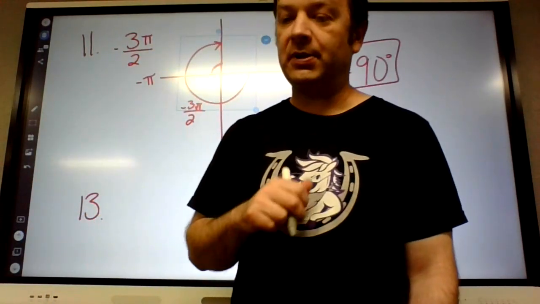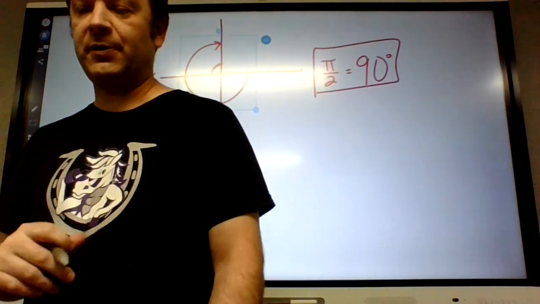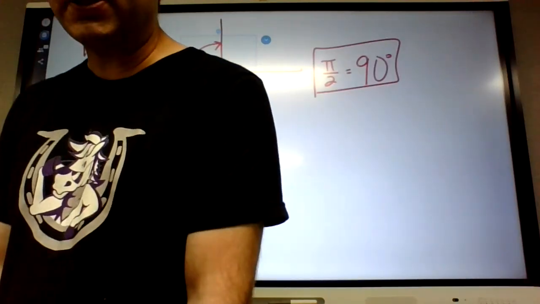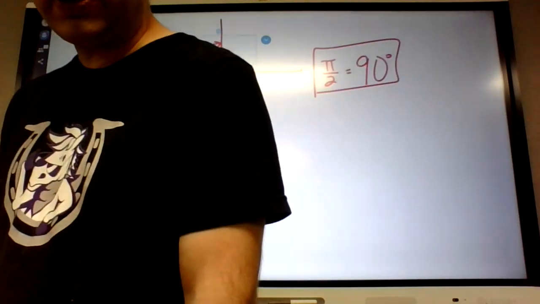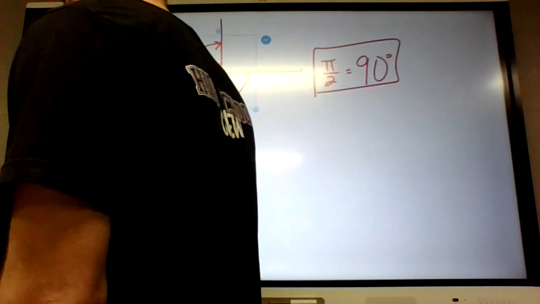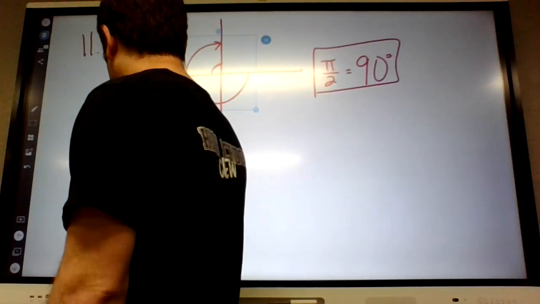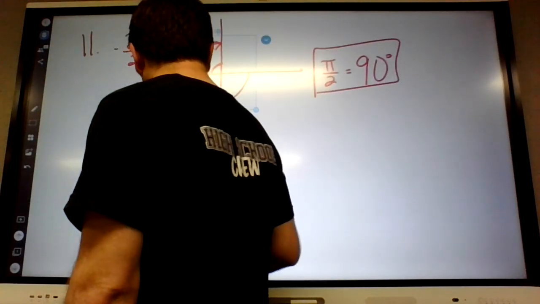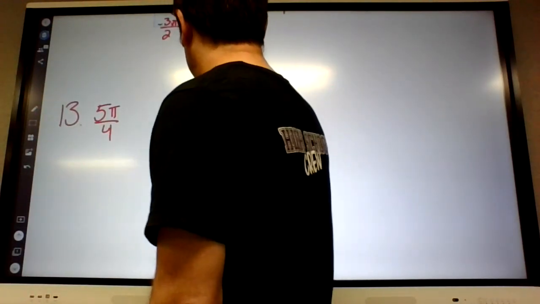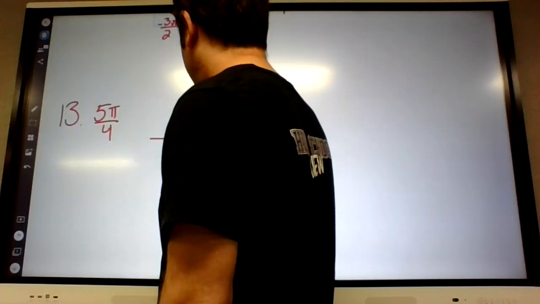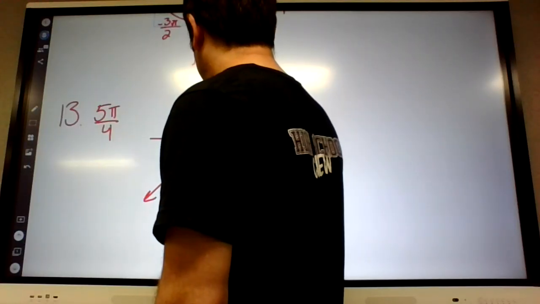Reference angles are never negative. It's just how far the angle is from the x-axis. Okay, 13, 5 pi over 4. Is that in the picture? Yeah, 225. Okay, so where's 225 at? It's like halfway between there and there.